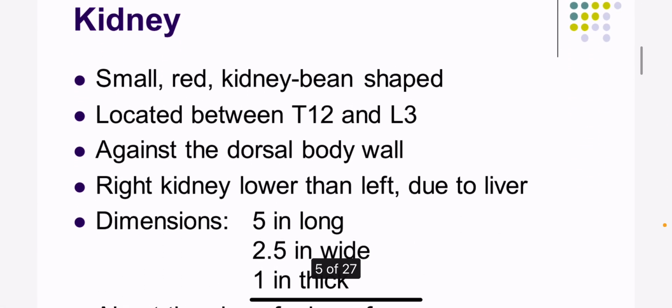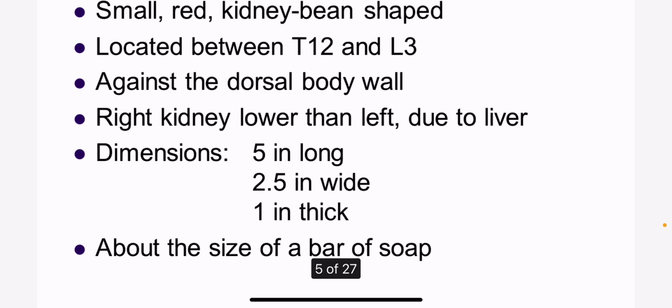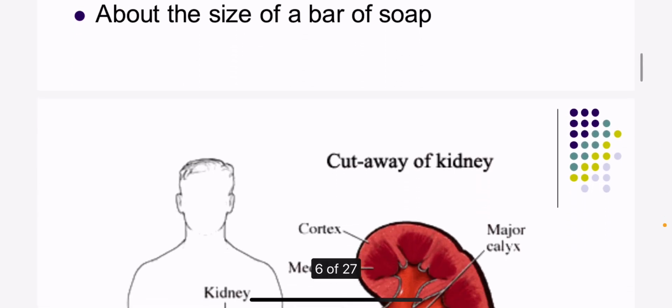All right, so let's talk about our kidneys. Our kidneys are small, they're kidney bean shaped. They're located probably a little higher than what you think they are. They get a little coverage from your floating ribs. And so they're situated between about the thoracic 12 vertebrae and lumbar 3. They are in the posterior or dorsal body cavity. And as I just mentioned, the right kidney is slightly lower than the left due to the liver. They're about the size of a bar of soap.